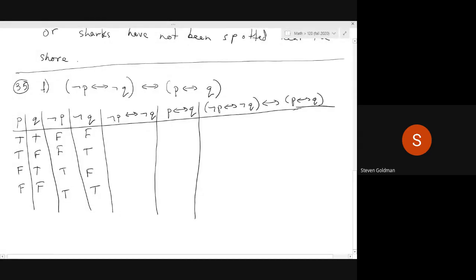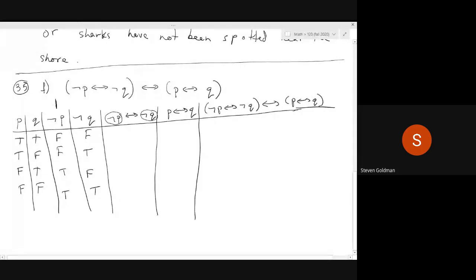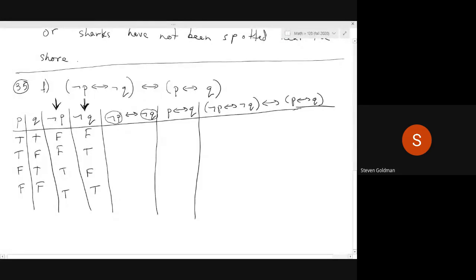All right, not P if and only if not Q. So biconditionals are only true when both sides have the same truth value. On one side, I've got a not P. On the other side, I've got a not Q. So I look at not P and not Q, these two columns here. In the first row, they both have the same truth value. They're both false, so the statement will be true.